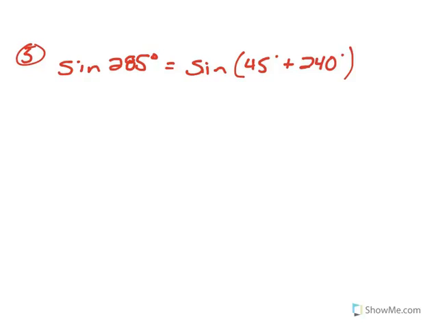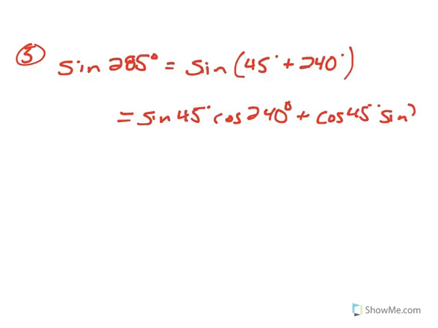Sine of 45 degrees plus 240 degrees is equal to sine of 45 degrees times cosine of 240 degrees plus cosine of 45 degrees times sine of 240 degrees. To finish this problem, we have to know what sine and cosine are of 45 degrees and 240 degrees. We'll do some side work. When you do this work, do it off to the side. Do not do it anywhere close to this equation.